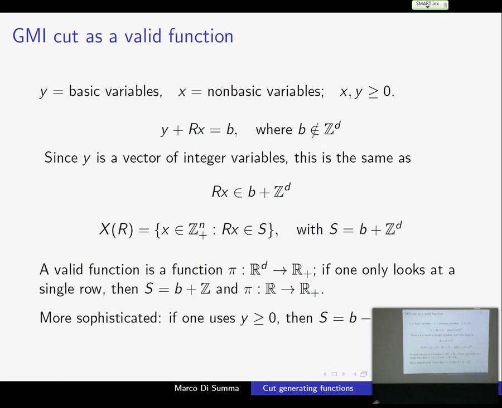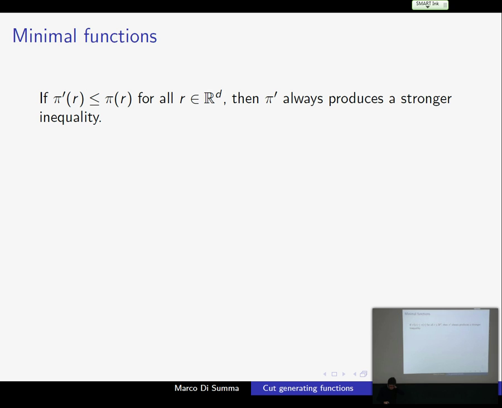Okay. And now, when you have valid functions, cut generating functions, it might happen that you have two valid functions and one is dominated, I mean, one is less than or equal to the other. Then in this case, the smaller one always produces stronger inequalities, because remember that these values, pi prime of r, are the coefficients of the cut, and we have no negative variables in our setting. So you want smaller coefficients. So you are only interested actually in minimal valid functions. Minimal means that this doesn't happen. So it means that there is no other valid function which is smaller than our function. Okay, so this is a minimal valid function.